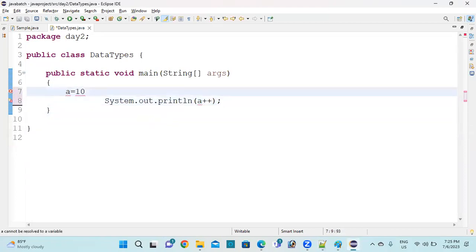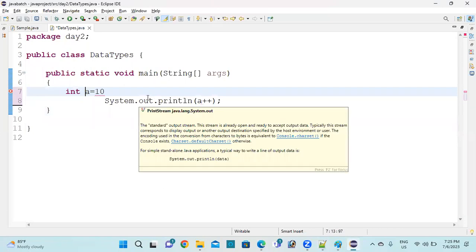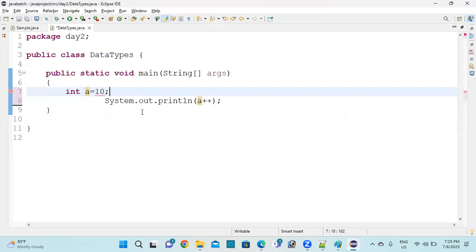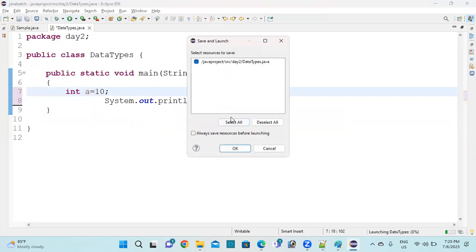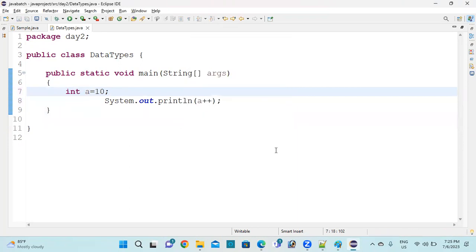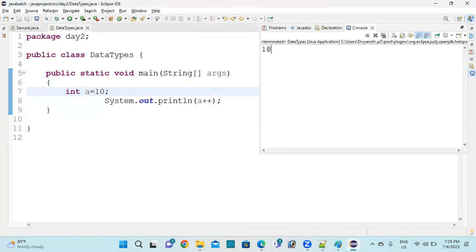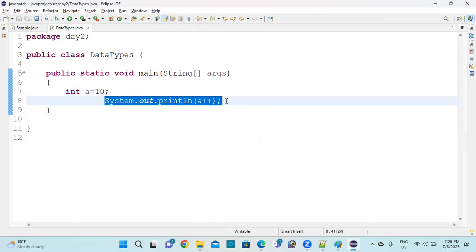Okay, just write here int. So int is semicolon. So what answer are you expecting here? See, what is getting 10? It is not getting 11. 11 is getting in the next line.